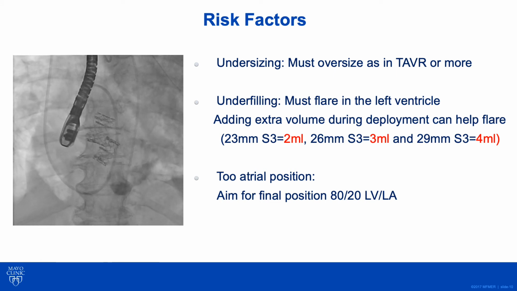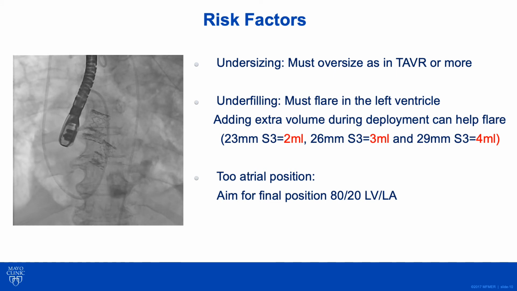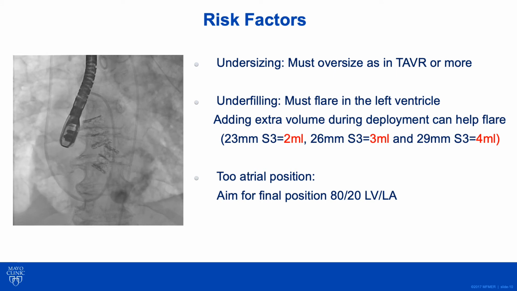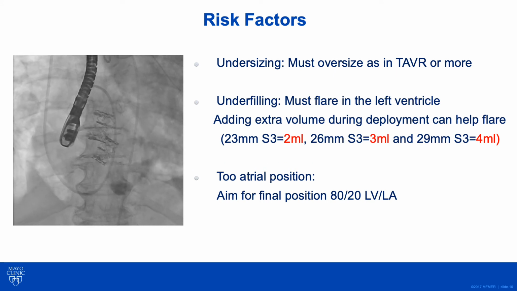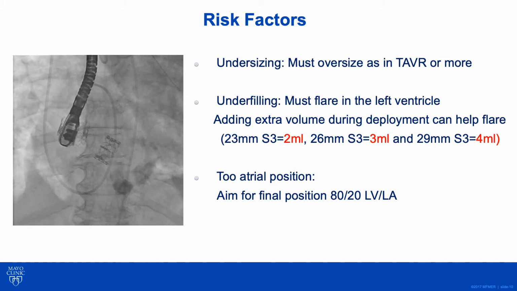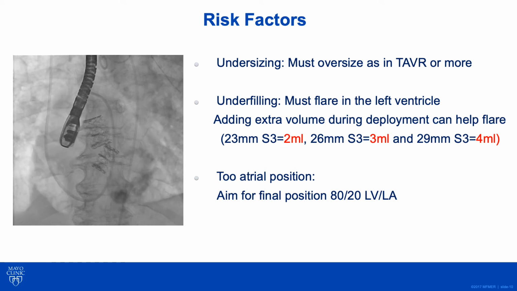An important risk factor is undersizing. We must oversize, as we do in TAVR, or perhaps even more. Maybe 15 to 25% is a good range of oversizing. Another risk factor is underfilling. We should always deliver the complete amount of contrast into the delivery system.